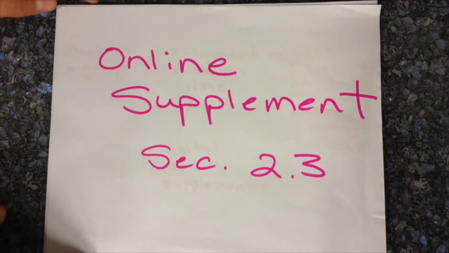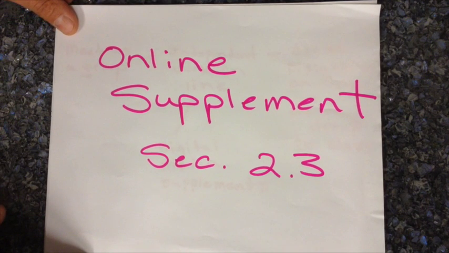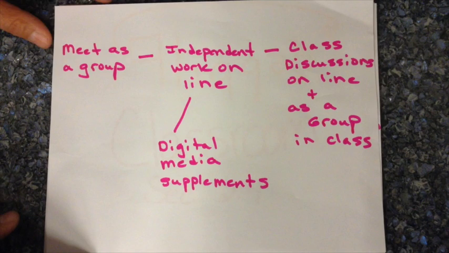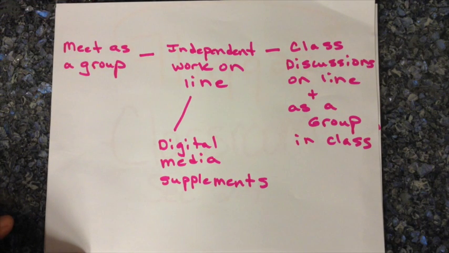Some examples of online supplements, section 2.3. One example is meeting as a group. They gave an example of an English class where they were given the book, but then independently they had digital media supplements, like videos of the author where they lived and grew up, and the author reading the material. So there were supplements, and they had discussions online, but also when they met once a week, they had discussions as a group in class.